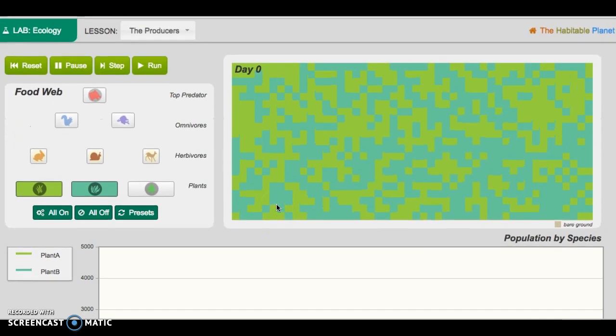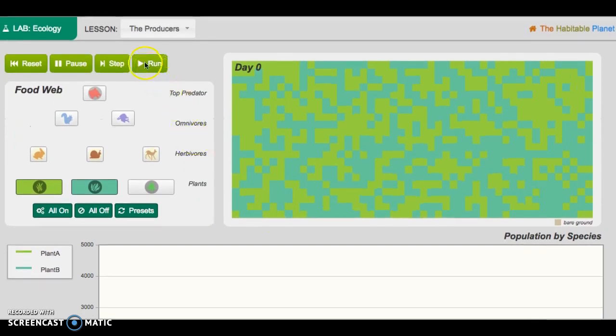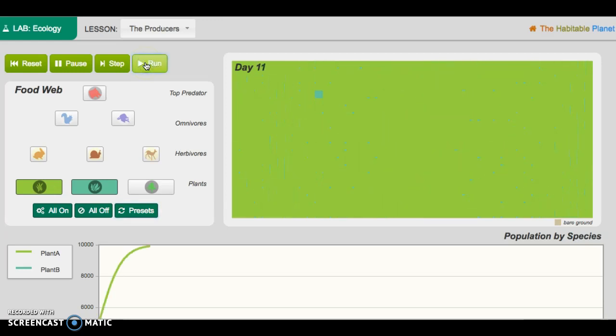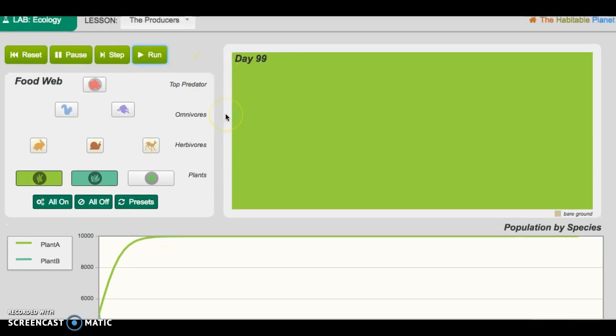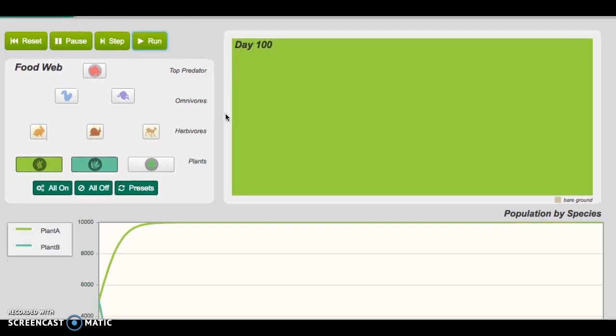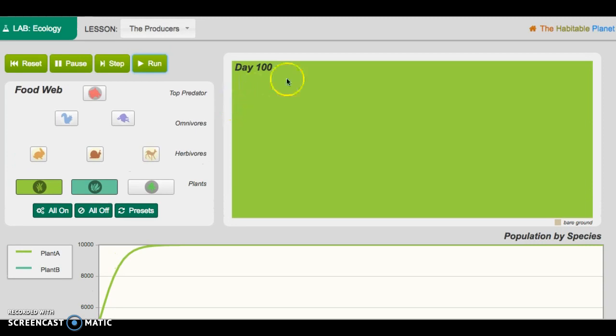So then when we go to read our graph and run this lab, you're going to hit the button run, and you're going to see what happens. Okay, and you're going to watch this go to day 100 in your ecosystem, and then it's pretty obvious what's happening now. Our ecosystem turned totally green. Plant A took over the entire ecosystem.